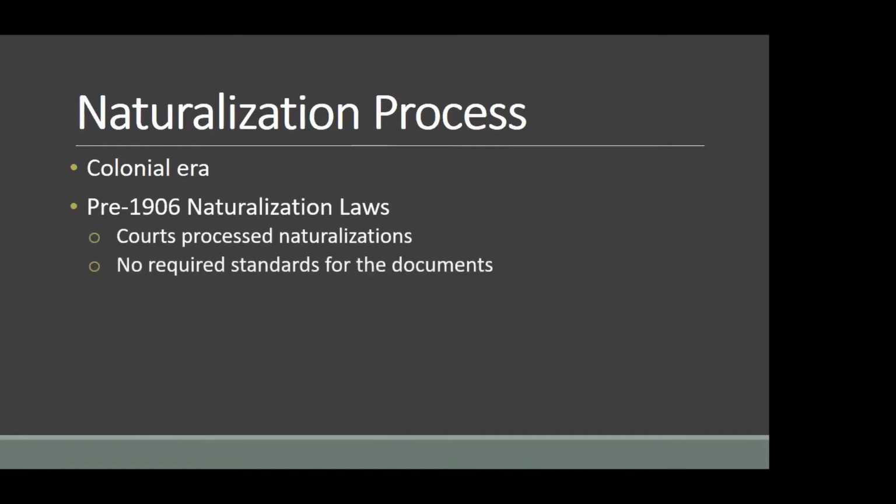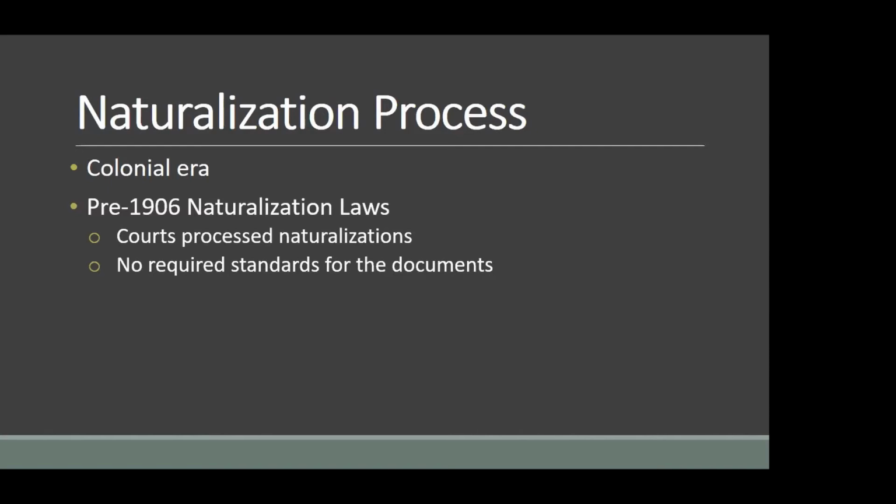In 1790, the first Naturalization Act allowed any free white person over 21 to become a U.S. citizen. Subsequently, the naturalization law has changed over the years, and there are some volumes in your handout that will help you with the various laws.